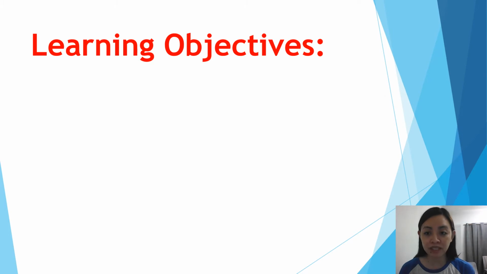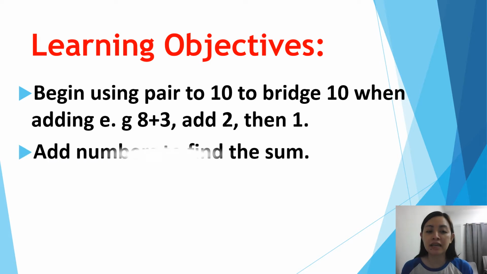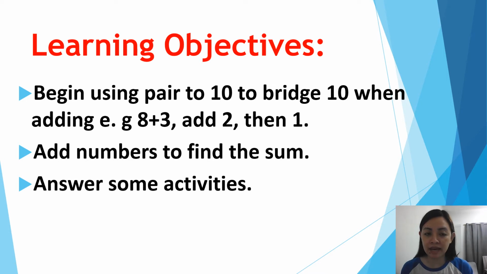So our learning objectives, okay, these are the things that we have to accomplish before we end this video. First, begin using pairs to 10 to bridge 10 when adding. Example, 8 plus 3, add 2 and then 1. So this time, we are going to do addition step by step. Next, add numbers to find the sum. It means we have to add 2 or more numbers to get the total or the equal. And lastly, answer some activities. So you will be answering activities before the end of this video.